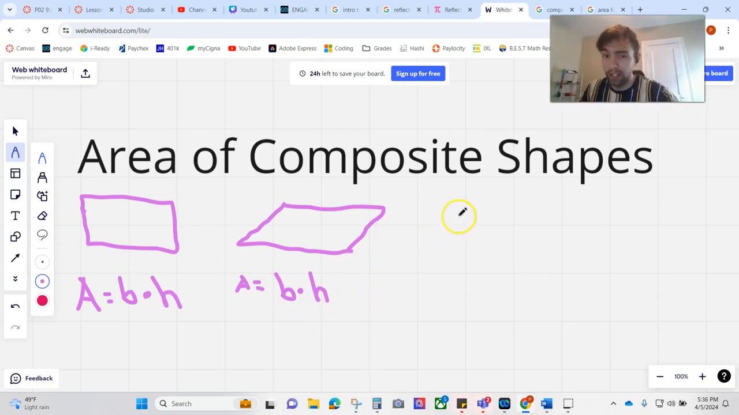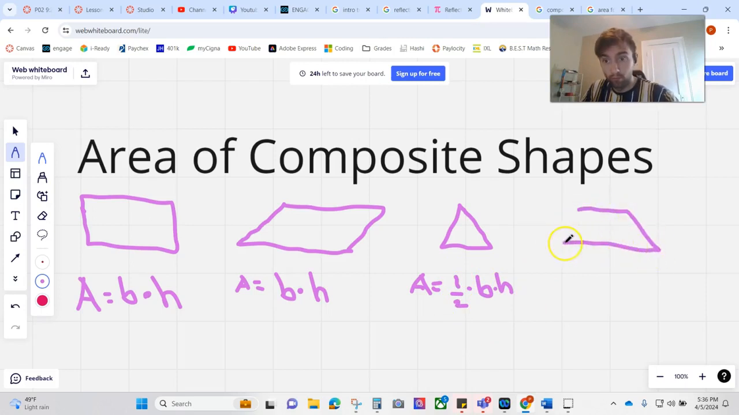What about the area of a triangle? Do you know how to find the area of a triangle? Oh, yeah, you are totally right. It is base times height times 1/2. Do you know how to find the area of a trapezoid? Exactly. Ah, you're so smart. You're all so smart.